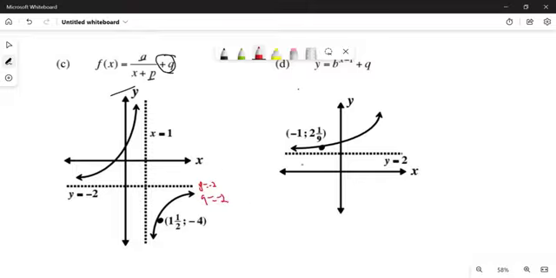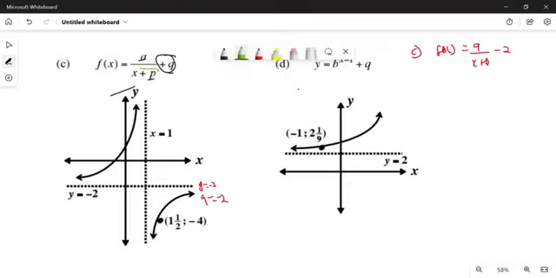So we can make our equation a little bit better by saying f of x is going to be written as a over x plus p, minus 2. Instead of q, we know what q is. q is going to be equal to what? To -2. Now that we are done with q, we can go and try to get p.